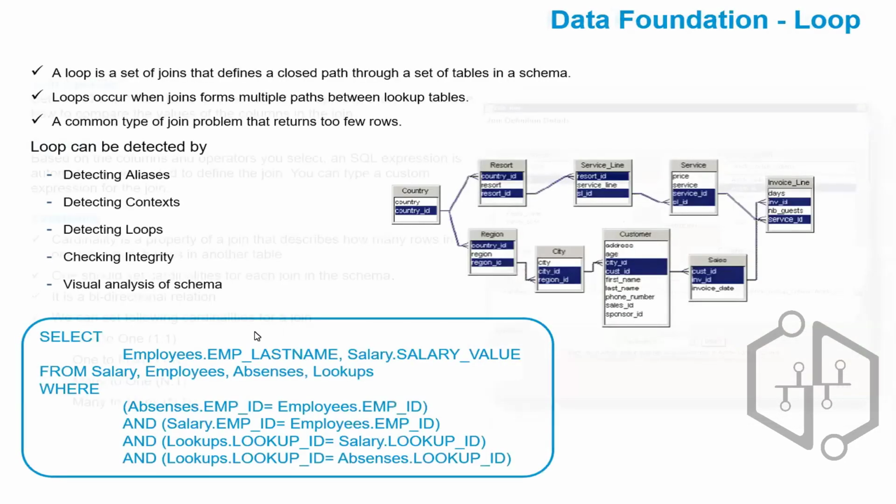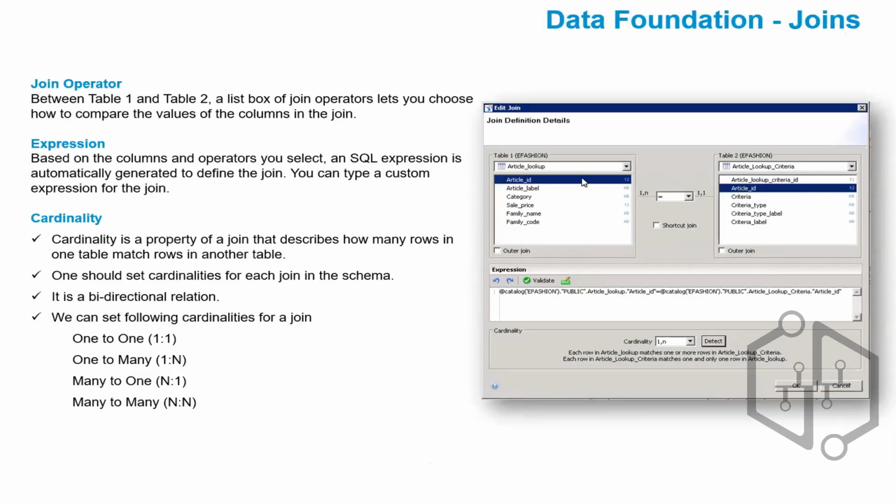Here, these are the cardinalities for a join: 1 to 1. If it is matching with only one row, one row and one row only, then it is 1 to 1. 1 to many, many to 1 means n to 1, many to many means n to n.